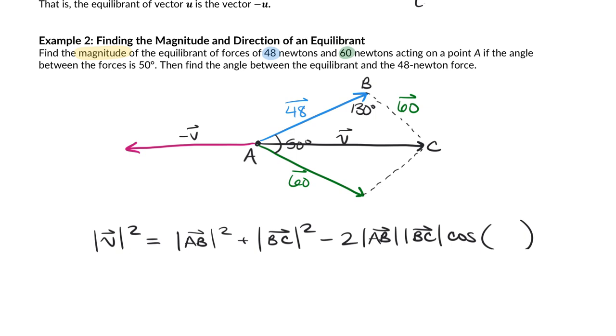What is the angle I should put right here? 130, because this is one side and this is the other. We want the angle between them. If you wanted to use letters, you could call that angle B since we named it B, or angle ABC since we gave three things three letters.